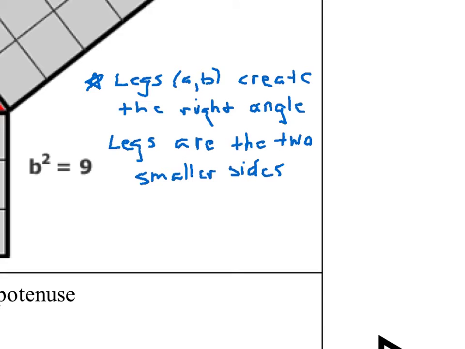And if for some reason we're not given a picture, and we're given an example like 3, 4, and 5 are the sides of a triangle, how do you determine which two are the legs? Well, the two legs are always the two smallest of the sides given to you.